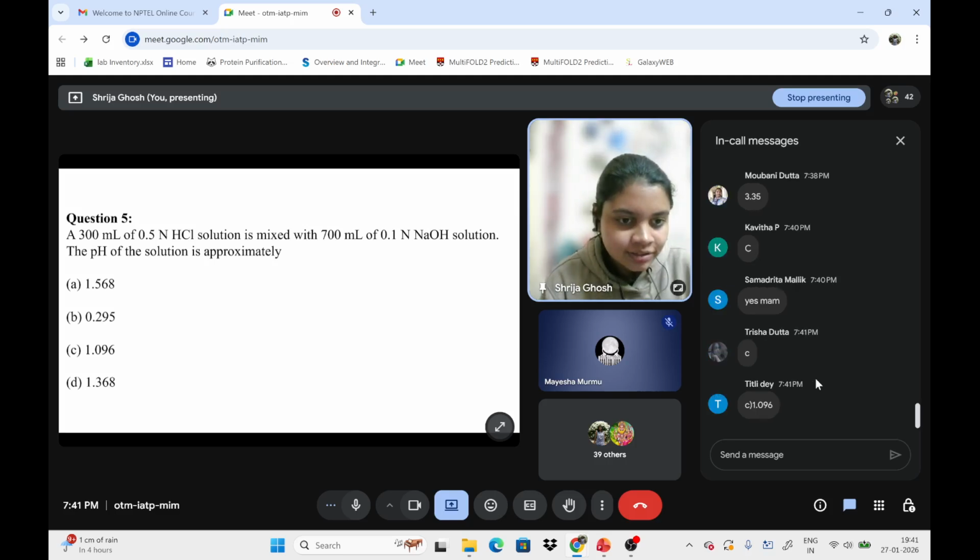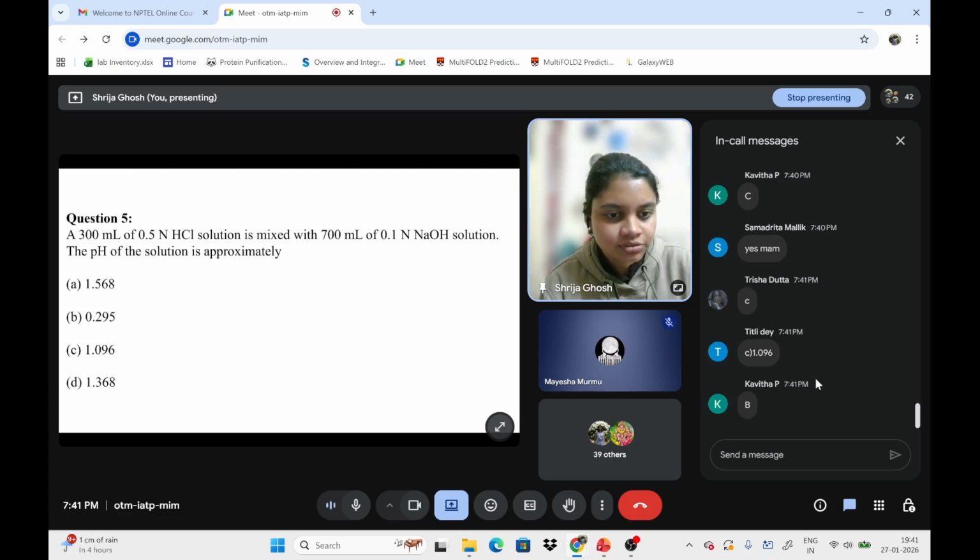Okay, Titli has already solved it. Option C. We'll see if that is the correct answer or not. I'll wait for others to reply. Okay, I have one option B, two option C. Okay, I have two answers in the chat box. All of you keep solving it.